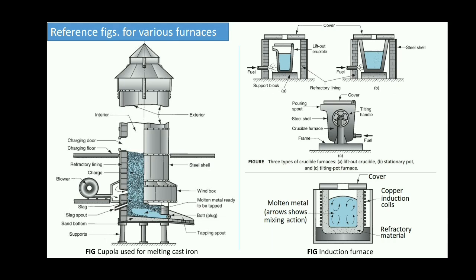Similarly, one of the other advanced, less polluting types is the induction type of furnace. In the case of this induction furnace, we basically have the metal inside a refractory material enclosure, and generally we have copper induction coils wound around it. Due to the inductive action, the heat gets generated and it melts the raw material that we place inside. This is how induction furnaces work. Here the heat that we can receive is greater.